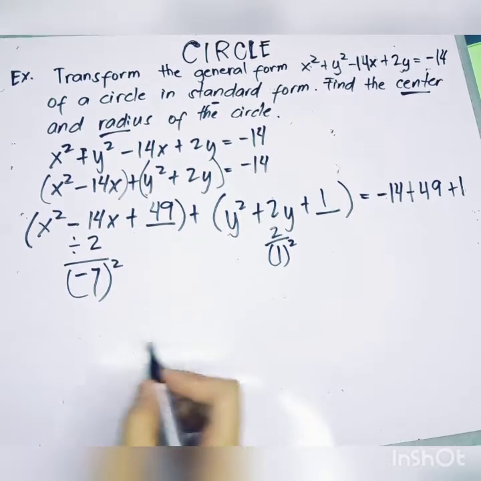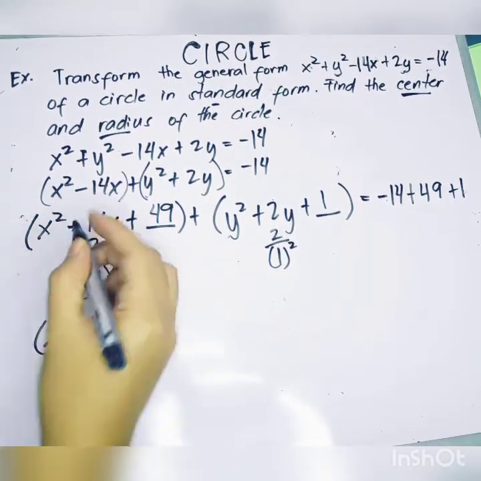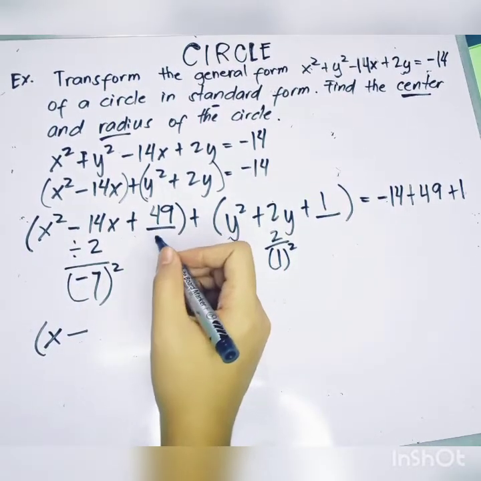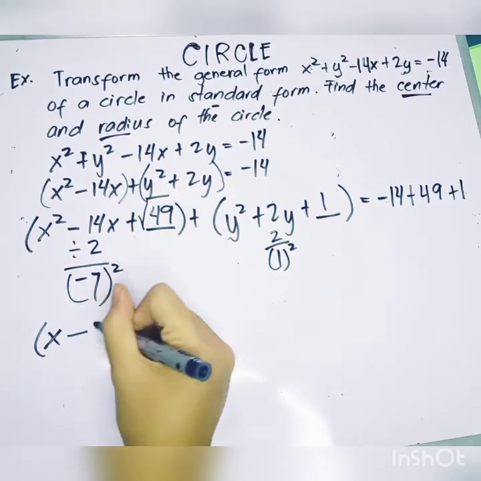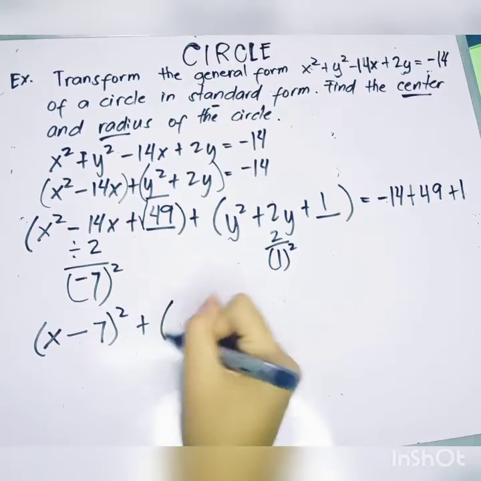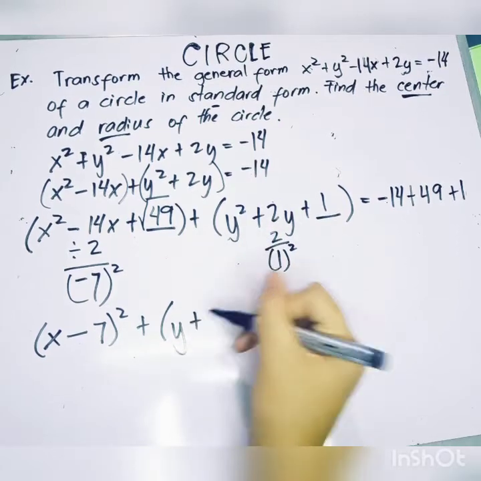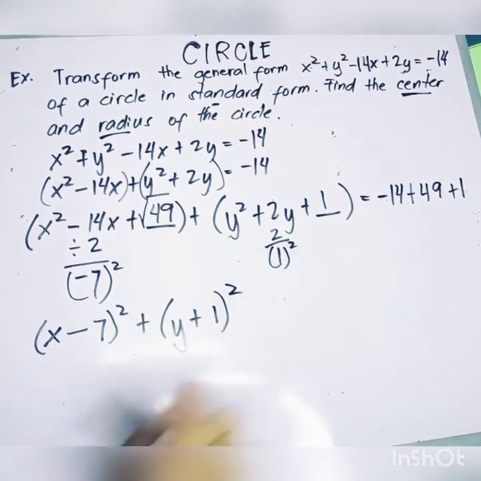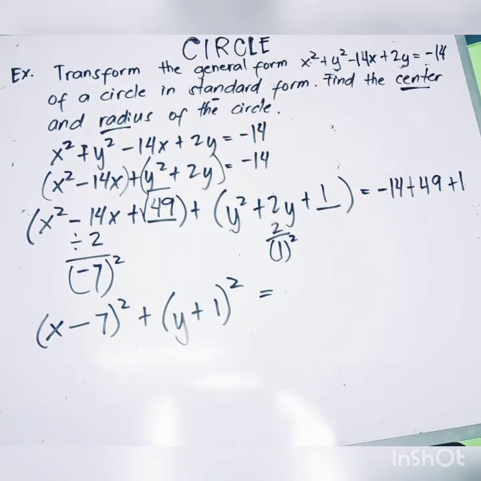We have to simplify. So we copy the variable, we have x, and for the sign, just simply copy the middle sign. So you have here negative, so negative, and then the square root of the third term. The square root of 49 is 7, squared. Plus, and then copy the variable y, and copy the sign of the middle term, plus, and then for the square root of the third term, we have 1. Okay? It equals, and then simplify negative 14 plus 49 plus 1, we have 36.